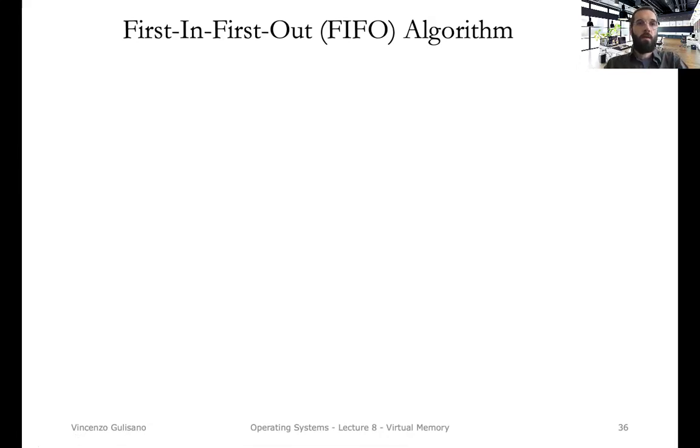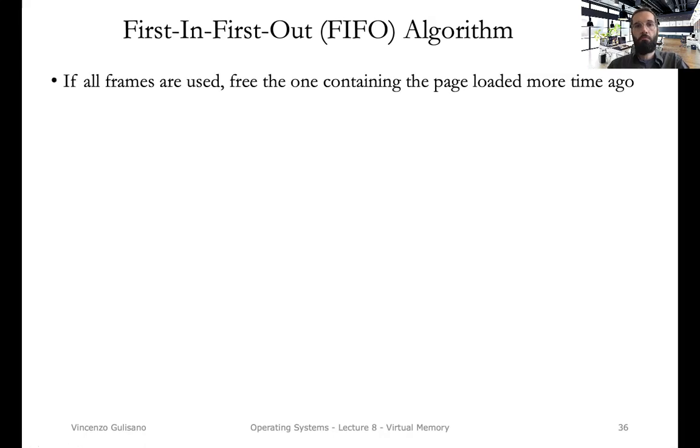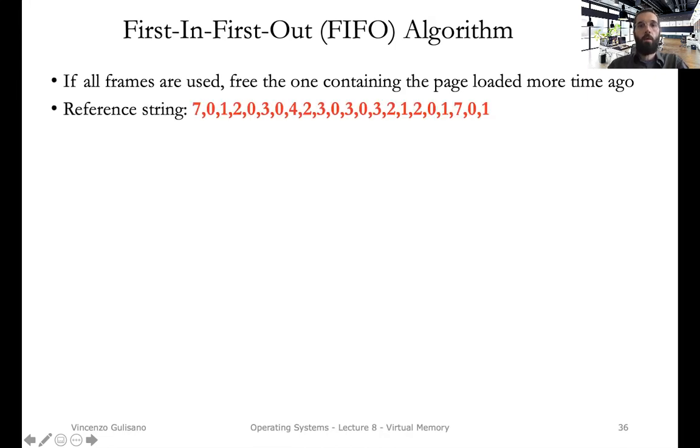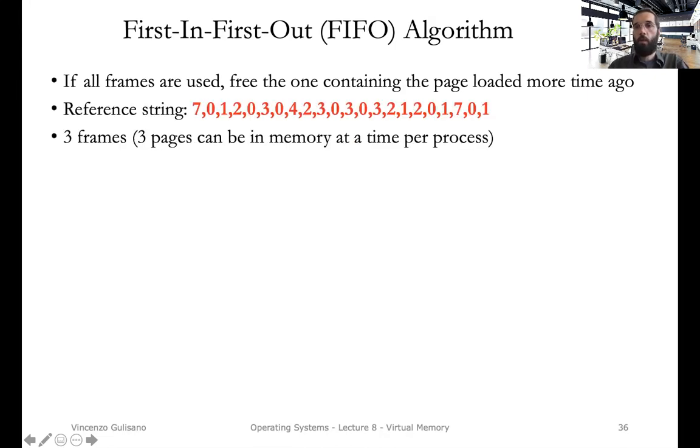Let's start with the first one, the first in, first out algorithm. It is simple, as the name suggests. If all the frames are used, then you free the one that contains the page that was loaded more time ago. Here we have our reference string. Let's say we have 3 frames in total for the process, so we can only load up to 3 pages at a time.